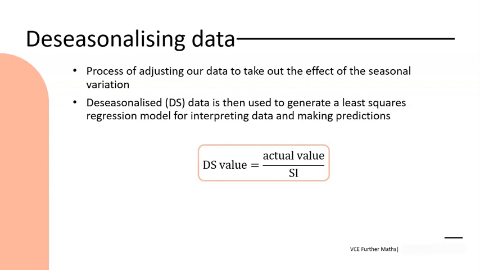And what that does, as we saw in the example way back at the beginning, is allow for a more linear representation of the data, making any least squares regression models we use to help us interpret the data or to make predictions much, much more reliable.